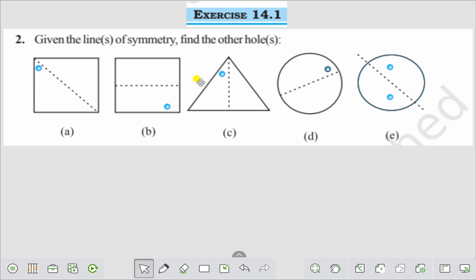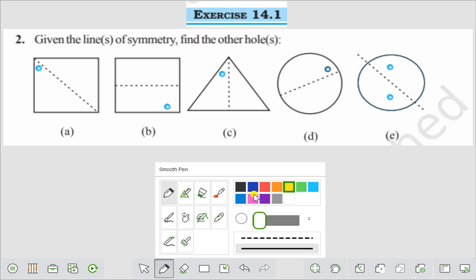Given the line of symmetry, find the other holes. If you want to find the other holes, here you see, this is the line of symmetry, and one hole is here, therefore the other hole will be at this point.